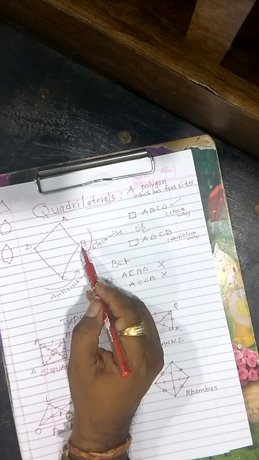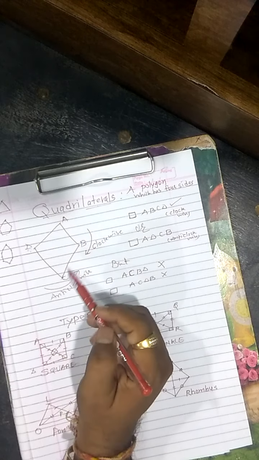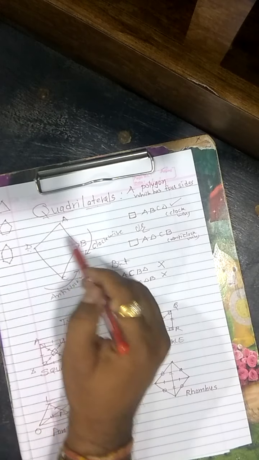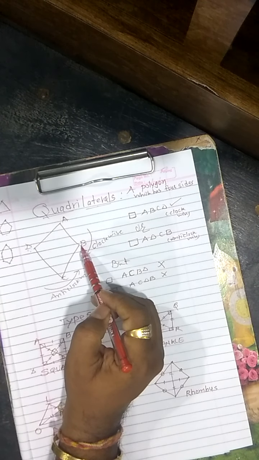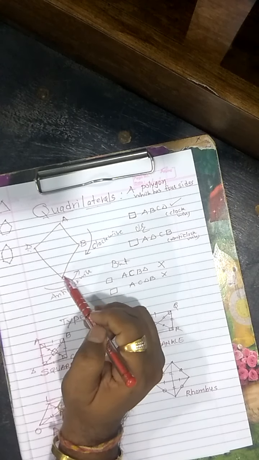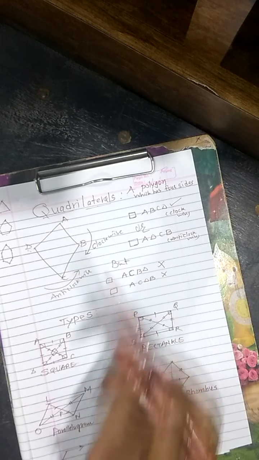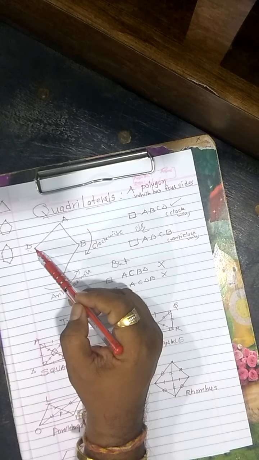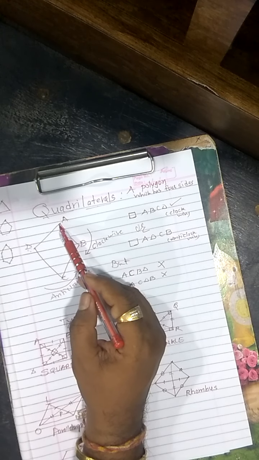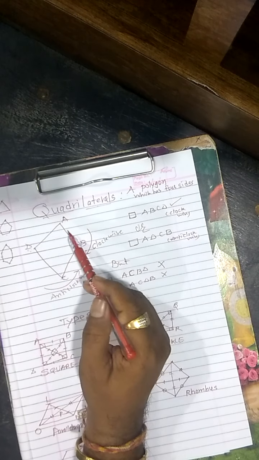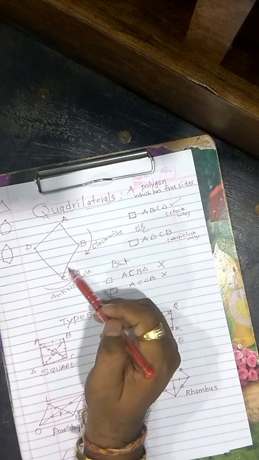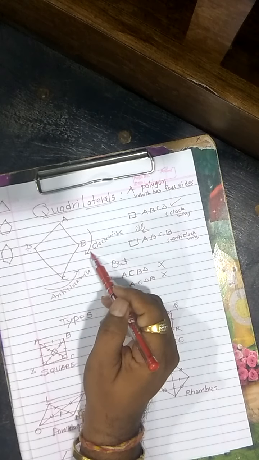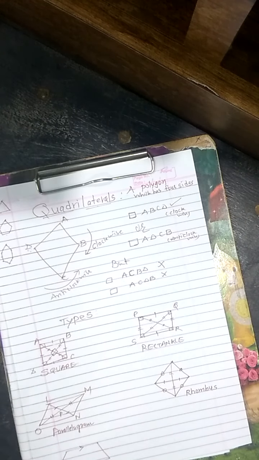If somebody writes quadrilateral B, C, D, A, it is also right. If somebody writes C, D, A, B, it is also right. Or you can write anti-clockwise, say A, D, C, B, it is right. Or B, A, D, C is also right. But you cannot write it this way, you see: A, C, B, D. No, it is wrong, because here it is neither clockwise nor anti-clockwise.